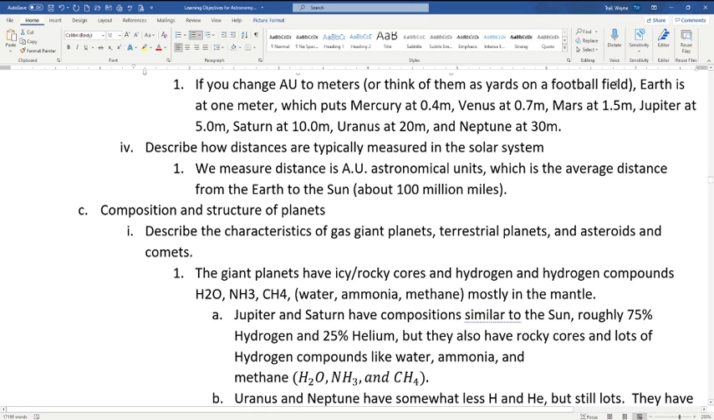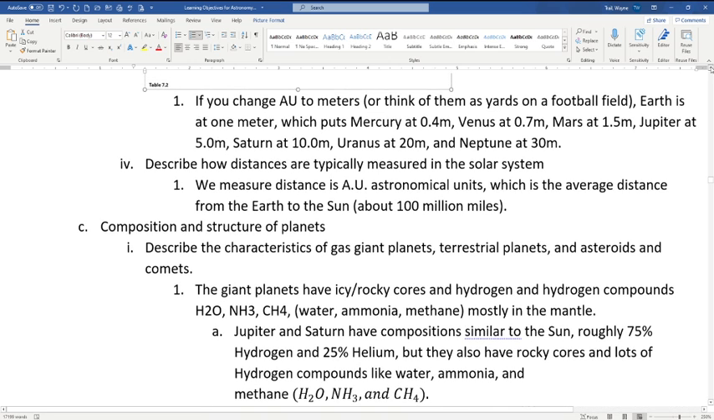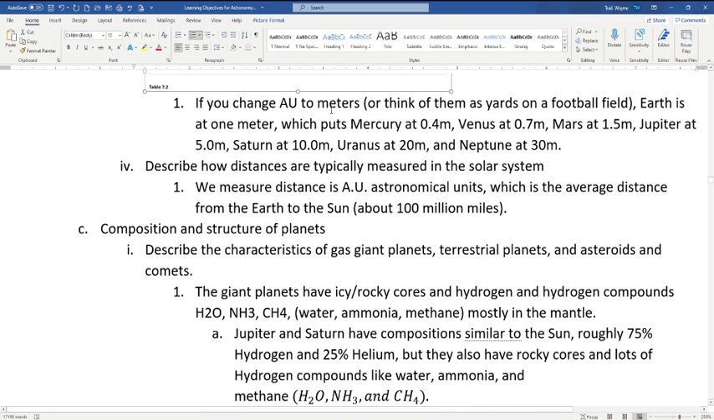So this little chart here says, if you change astronomical units into meters or yards, if the sun is at the goal line, then Earth is at 1 meter or the 1 yard line. That would put Mercury at 0.4 meters, so less than half a yard from the goal line. Venus is 0.7, so also less than a yard. Mars is at the 1.5 yard line. Jupiter is at the 5, Saturn is at the 10, Uranus is at the 20, Neptune is at the 30. So it kind of gives you a scale. All the terrestrial planets are within 1.5 yards of the goal line, and the Jovian planets are spread way out.